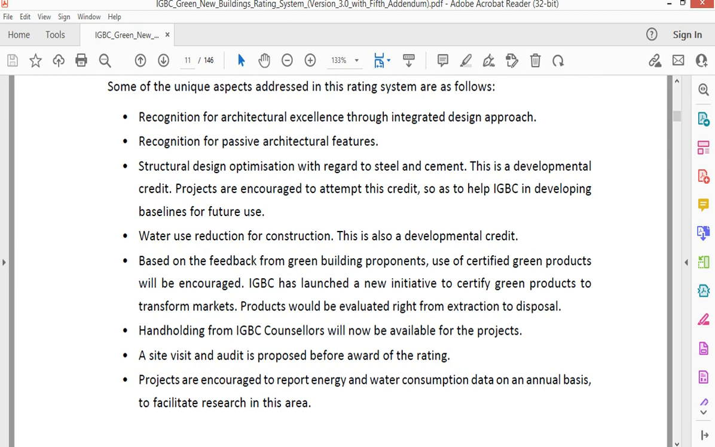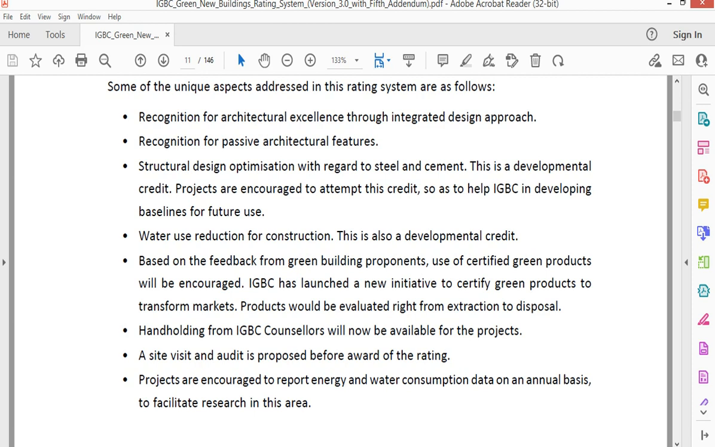The structural design optimization with respect to steel can be done by modifying either the shape or the size of the structural members. Based on the shape or the size of the structural members, the quantity of cement can be determined. This is actually a developmental credit, and projects are encouraged to attempt this credit in order to help IGBC develop baselines for the future.